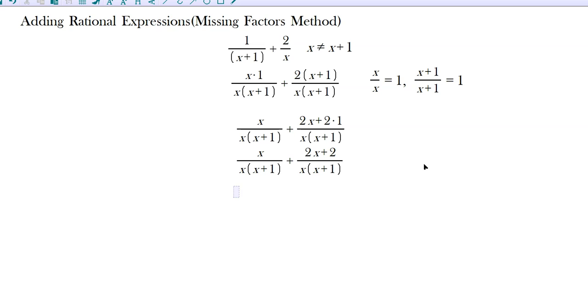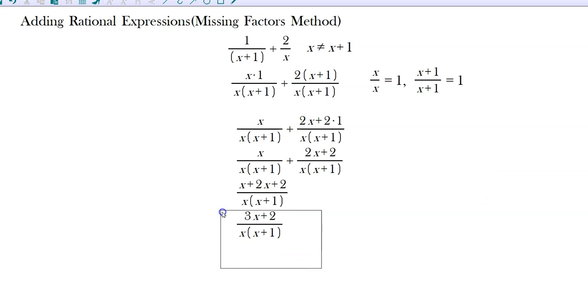And then just add up the expressions in the numerators. You're going to have x plus 2x plus 2, not skipping steps, over x times x plus 1. And lastly, x plus 2x will give you 3x plus 2. And then in the bottom, you have x times x plus 1 this way. And that's it. So this would be considered the answer here.